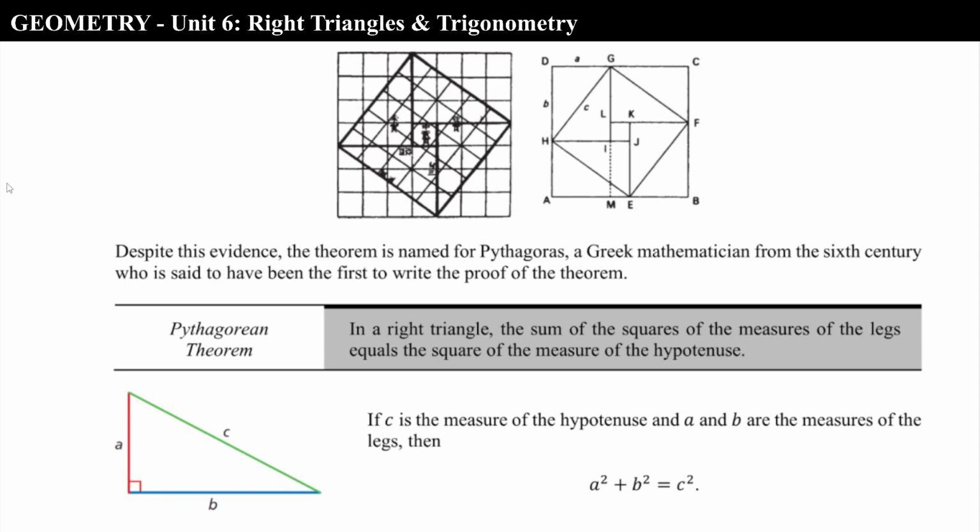And it states that the sum of the squares of the measures of the legs equals the square of the measure of the hypotenuse. So, if C is the measure of the hypotenuse and A and B are the measures of the legs, then we can say A squared plus B squared equals C squared. And that is the famous line of math that everyone knows of, or at least has heard of: A squared plus B squared equals C squared. A and B are the legs, C is the hypotenuse, and the hypotenuse again is the side that is opposite of your 90-degree angle.